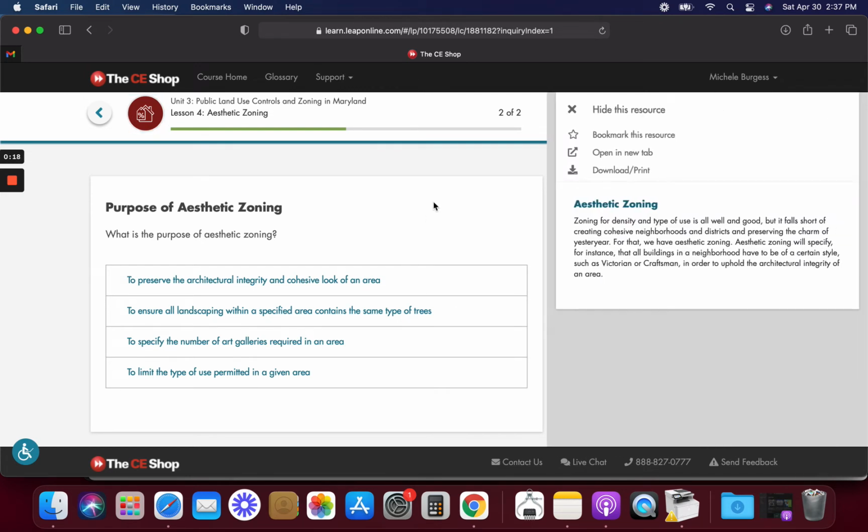Aesthetic zoning is for density and type of use as well as good, but it falls short of creating cohesive neighborhoods and districts and preserving the charm of yesteryear. For that, we have aesthetic zoning. We'll specify, for instance, that all buildings in a neighborhood have to be a certain style, such as Victorian or Craftsman, in order to uphold the architectural integrity of an area.